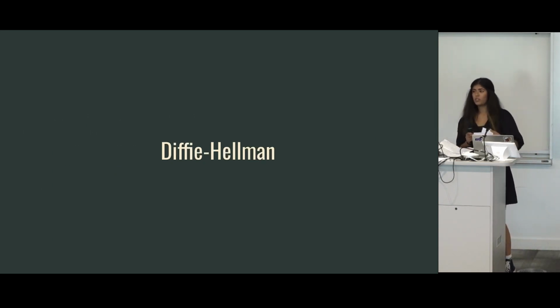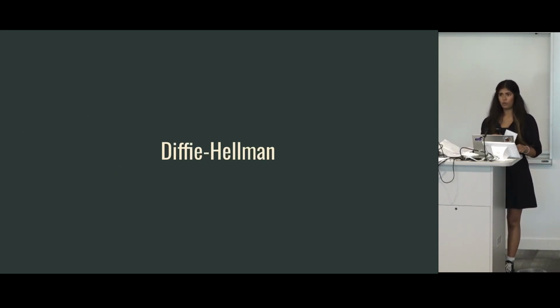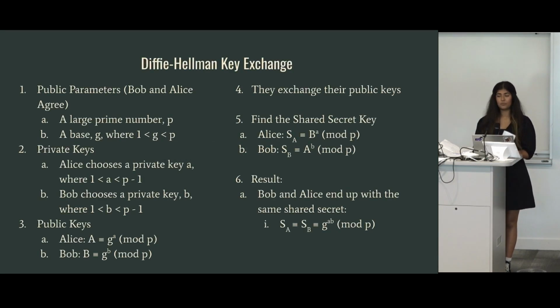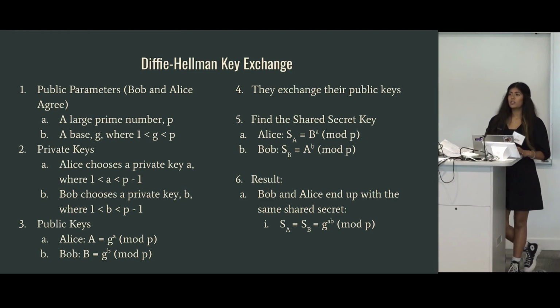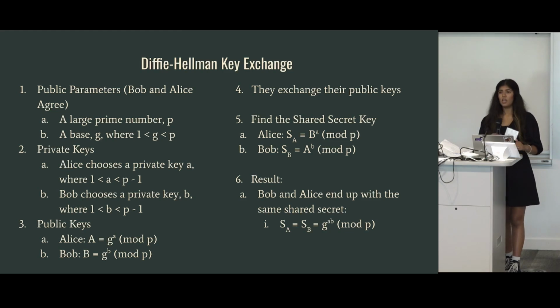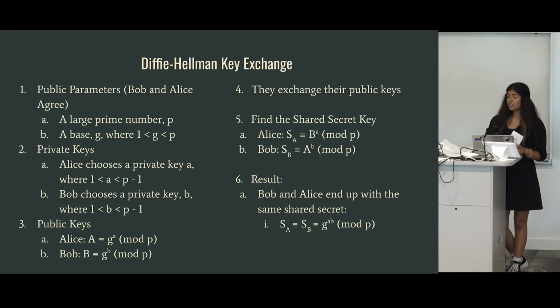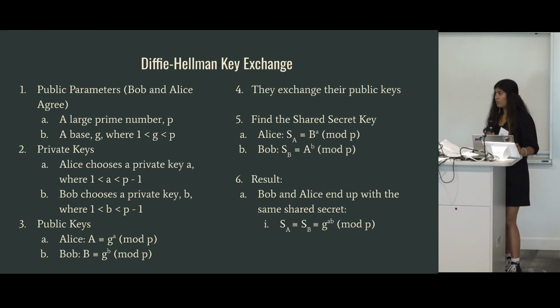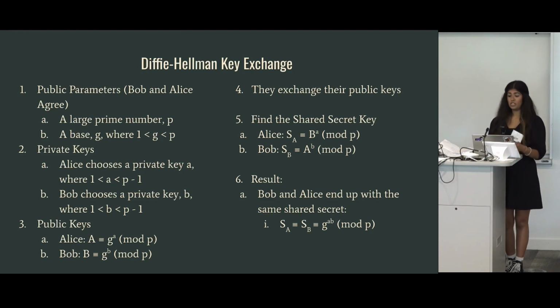So one of the commonly known public key crypto algorithms is known as the Diffie-Hellman key exchange. To better explain this algorithm, let's say that Bob and Alice are trying to communicate secretly to each other, and there's an eavesdropper, Eve. The first thing they do is agree on public parameters: one is a very large prime number p, and the other is a base g that's in between 1 and p minus 1.